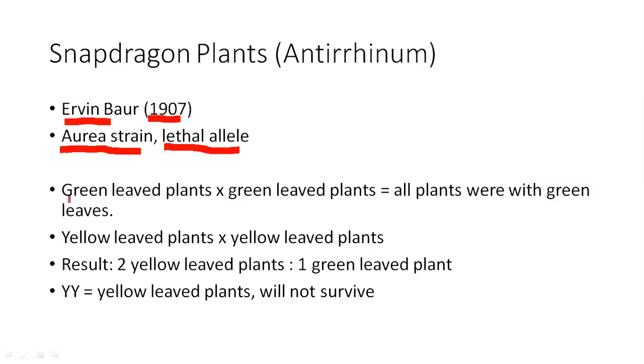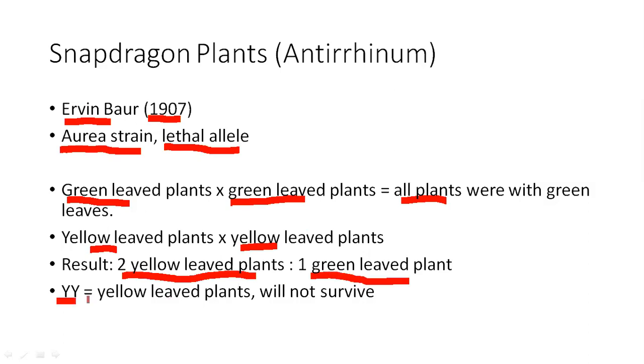In his first cross, he crossed plants with green leaves with plants with green leaves, so all plants had green leaves. But when he crossed a plant with yellow leaves and a plant with yellow leaves, the result was 2 yellow-leaved plants and 1 green plant. So obviously, the capital Y plants with yellow leaves did not survive. So what may be the reason that this capital Y did not survive? What is missing in the leaves?